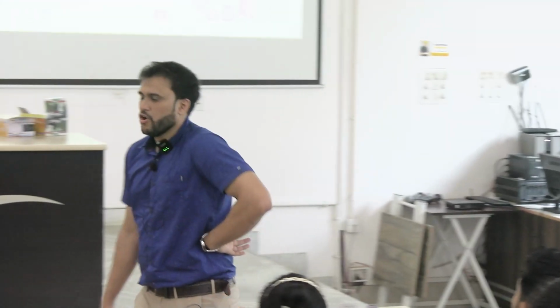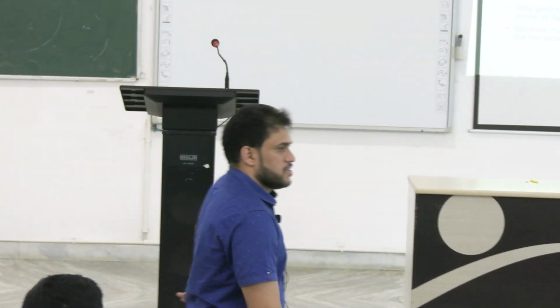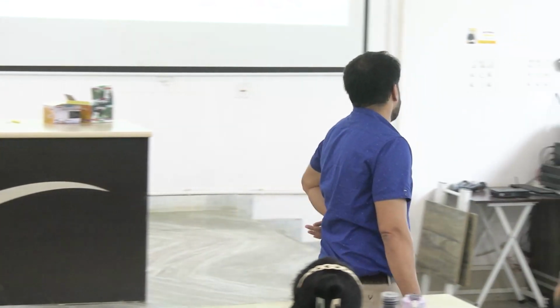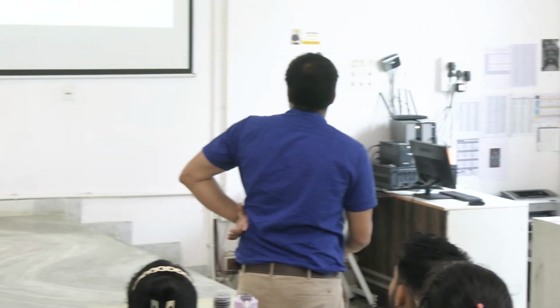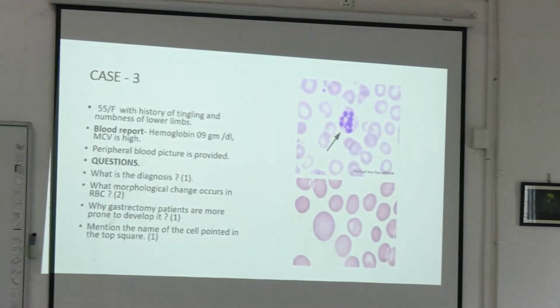Hypersegmented neutrophils. How many lobes does a normal neutrophil have? 3 to 4 lobes, at most 5. So when do we call it hypersegmented? More than 5 lobes in more than 5% neutrophils, we call it hypersegmented. How many are here? 1, 2, 3, 4, 5, 6, 7, about 8. 7 to 8 lobes.